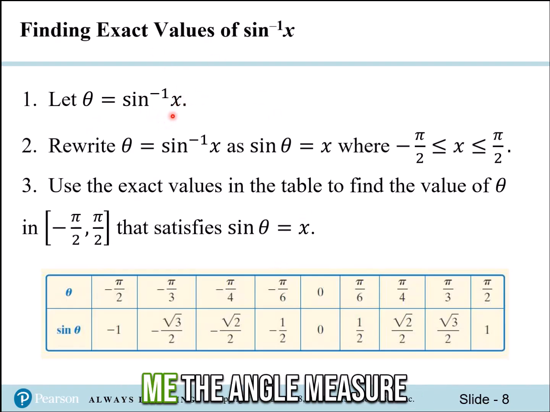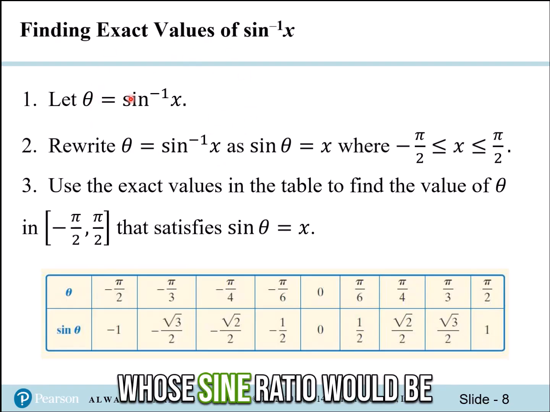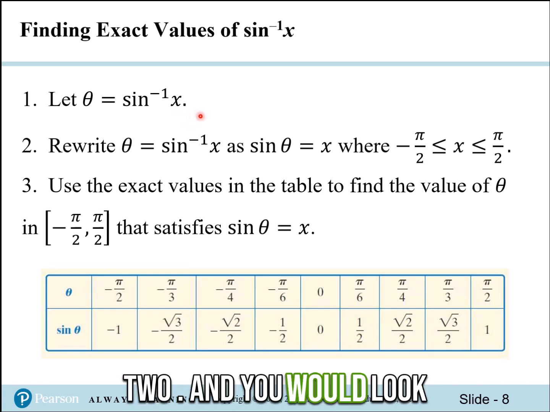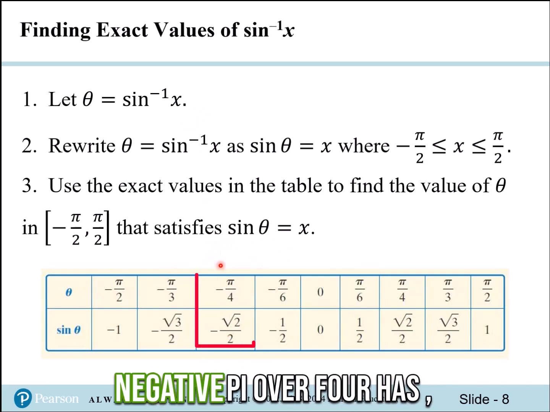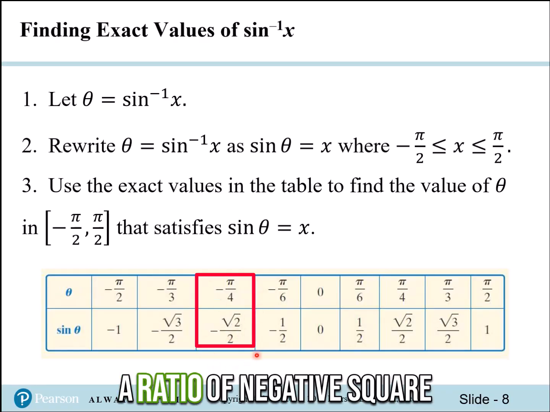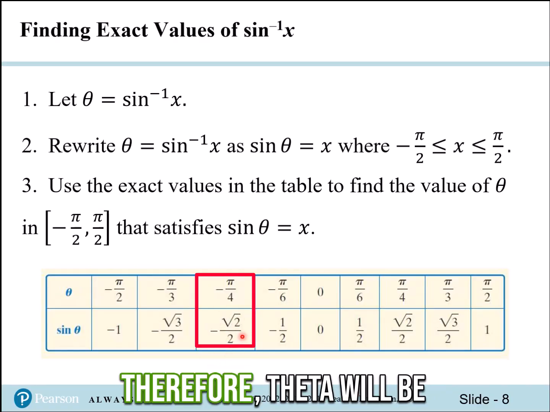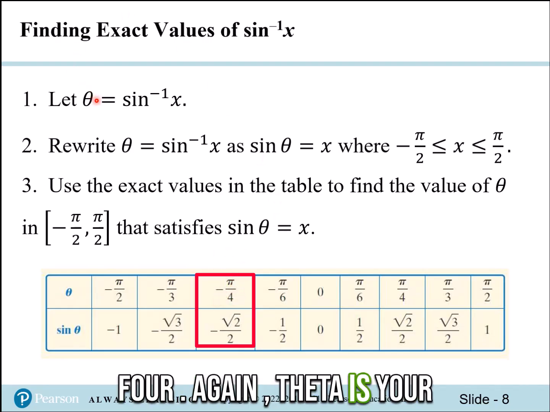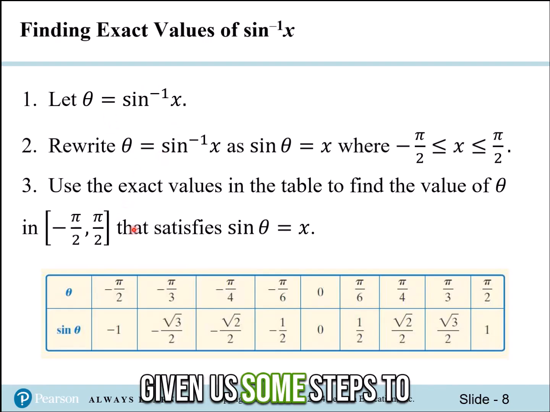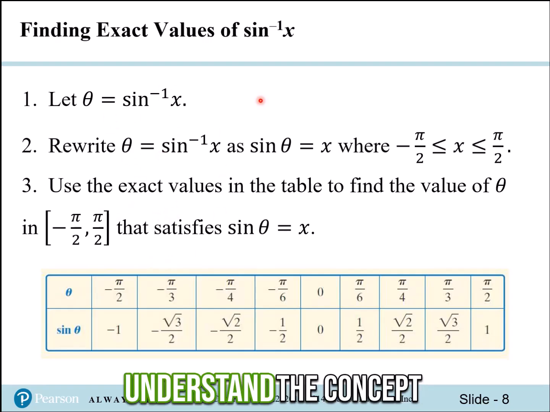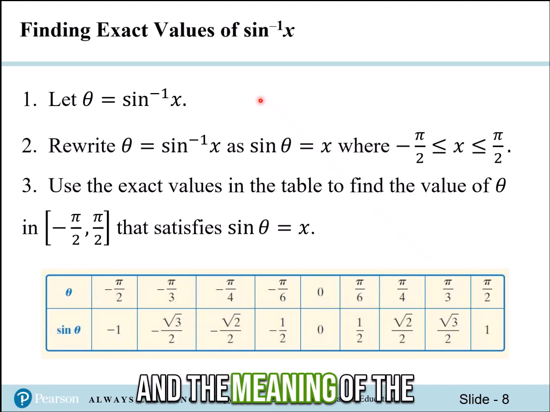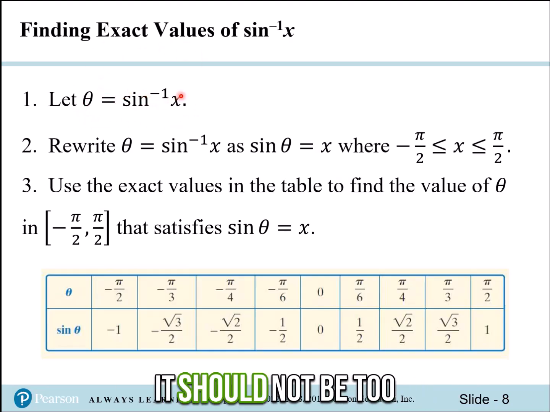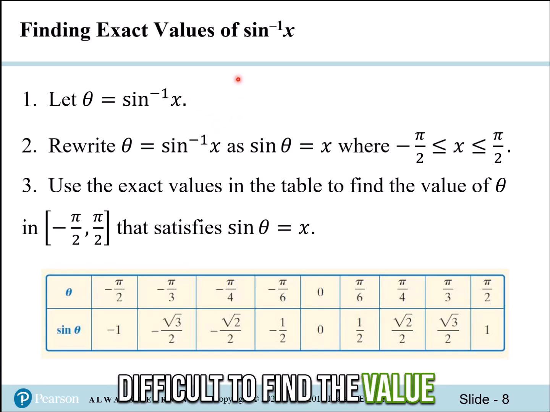So we can say, give me the angle measure whose sine ratio would be equal to perhaps -√2/2. And you would look up the table and see -π/4 has a ratio of -√2/2. Therefore, theta will be equal to -π/4. Again, theta is your output value. They've given us some steps to follow, but I think if you understand the concept and the meaning of the inverse function written out in this equation form, it should not be too difficult to find the value of theta.